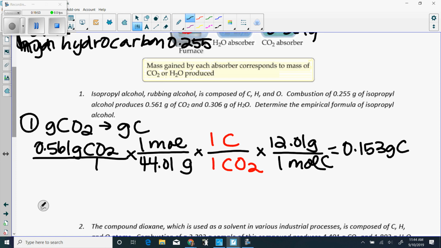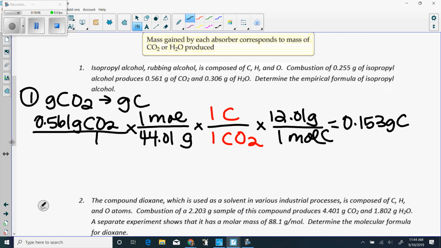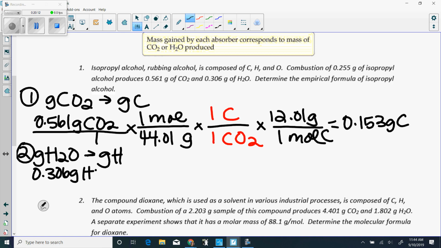I'm going to do that all over again, but now from water, because my other sample is water, and I'm going to go to hydrogen. Same game, but water to hydrogen. So I have 0.306 grams of water. I'm going to convert that to moles of water. Water is 2 hydrogens. Each is 1.01. Oxygen is 16.